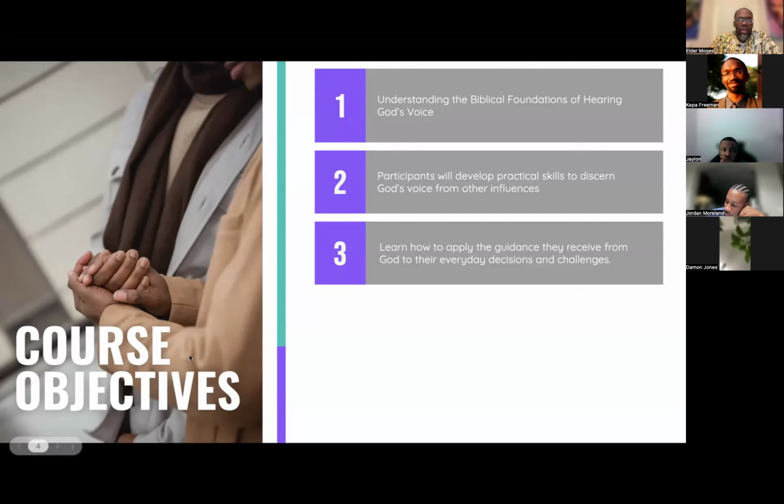And one of the last objectives is to learn how to apply the guidance that you receive in your everyday decisions and when you have challenges. So when you're stuck in a real bad crisis, and let's say some people are married, and it's like, today I believe I should leave on my own and we should get divorced, and this sign happened. And it's like, come on, man. Did God tell you to leave your wife? Did he tell you to leave your husband? And how do you know he didn't tell you that?